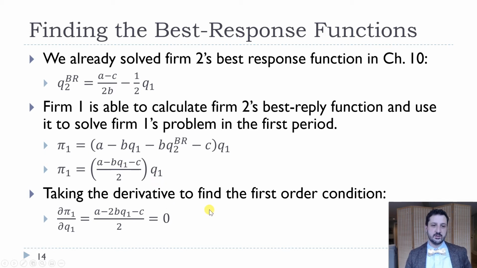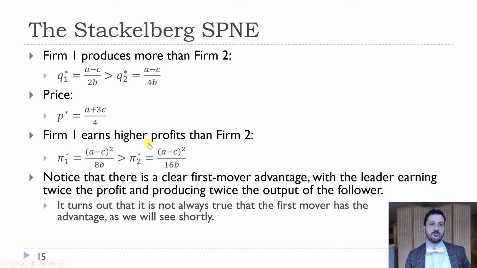And that's pretty easy, right? It's linear in all the terms except this middle term, that's just a quadratic. Taking the derivative, we find the first order condition, A minus 2BQ1 minus C over 2 equals 0. And so Firm 1 is going to produce (A minus C) over 2B. We're going to plug that back into Firm 2's best response function, and Firm 2 is going to produce (A minus C) over 4B. So note that Firm 1 produces more than Firm 2.